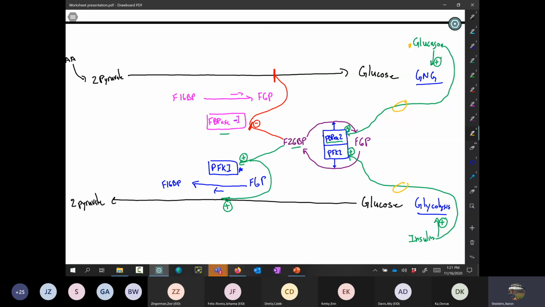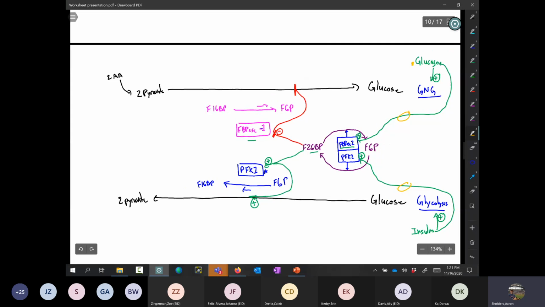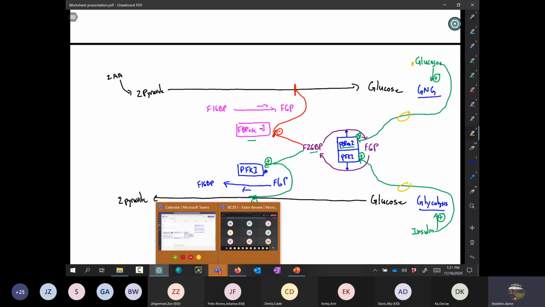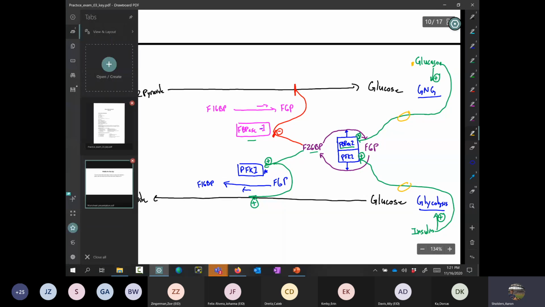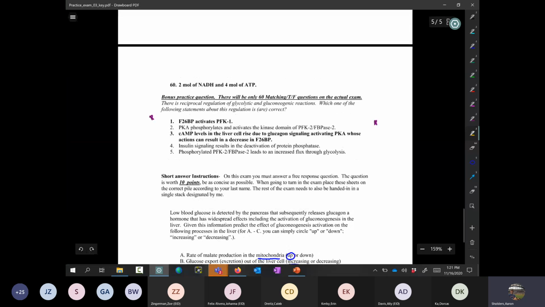Hopefully that diagram, which is different from what we did in class, gives you a couple of resources to pull from to try and figure out insulin and glucagon signaling. Now, let me go back to our practice exam because someone asked about the bonus question, so let's look at this. There's a reciprocal regulation of glycolytic and gluconeogenic reactions. Which one of the following statements about this regulation are correct? So we just talked a little bit about that.